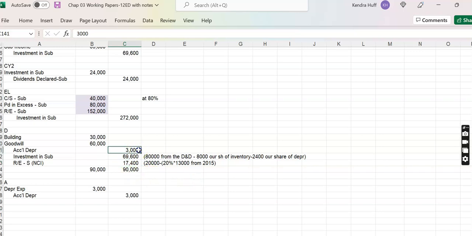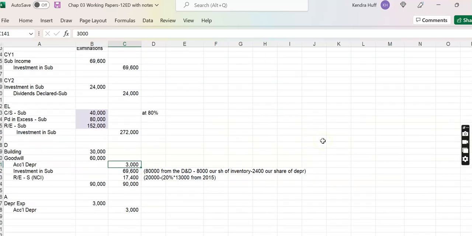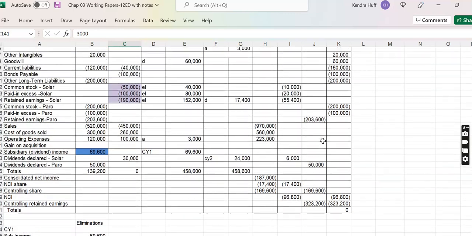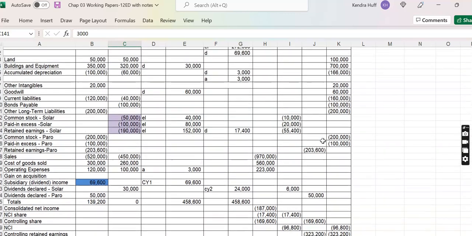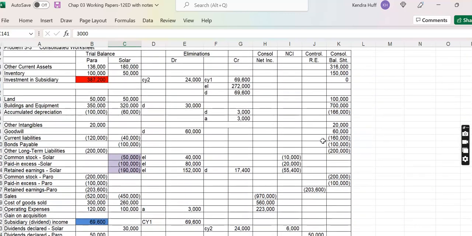All right, and then we also put the accumulated depreciation in this one. The accumulated depreciation of 3 from last year. And then the adjustment is just for the current year. Depreciation expense and accumulated depreciation. Okay, and then I might have paused it while I filled it out. I don't honestly remember. Anyway, but then I filled out, I did all the eliminations and I added across and everything.